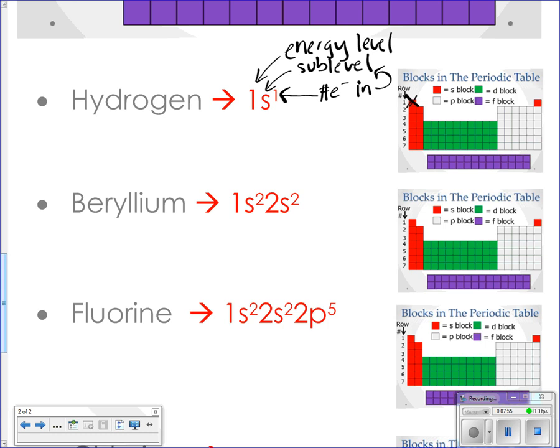So if we were to draw the orbital diagram for hydrogen, we would need to have one orbital for the S, and there's just one electron in it.